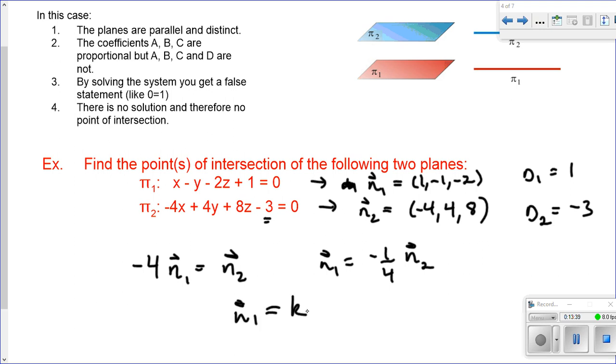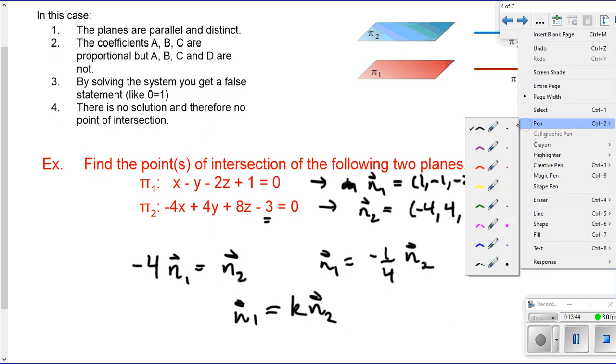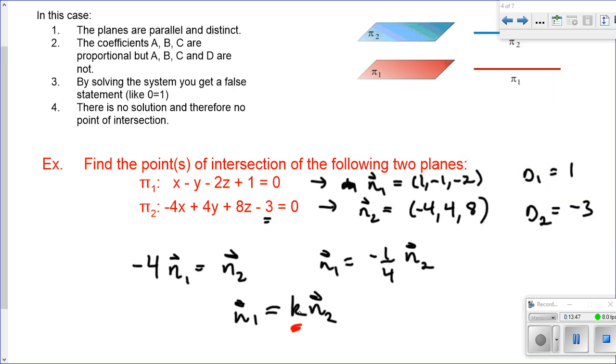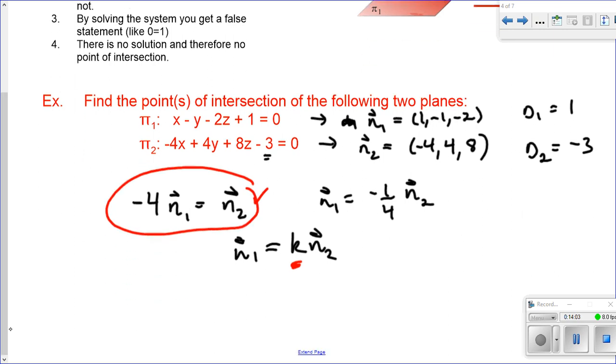We're looking for some scalar factor. If I can write the two normals in terms of some scalar factor, then I know the normals are parallel. I'm just going to confirm that. If I multiply normal 1 by -4, I get normal 2, good. So I'll stick with this one. You can write it however you want. At this point, I can conclude that the planes are parallel. They're going in the same direction. Their normal coefficients are proportional to one another.